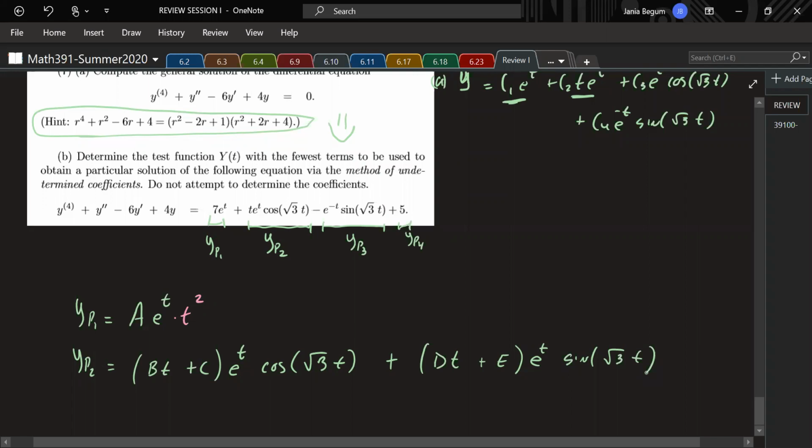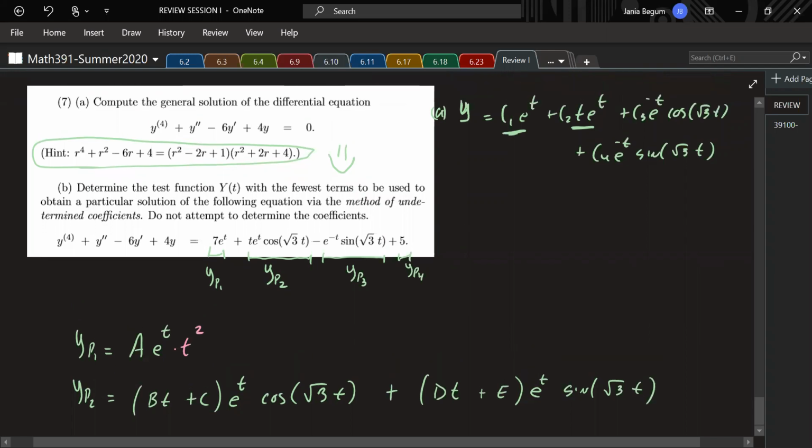Now let's check. Does any of these overlap with my homogeneous solution? No, right? They're all fine because the exponential term in the homogeneous solution is negative t. So perfectly fine, no need to modify.